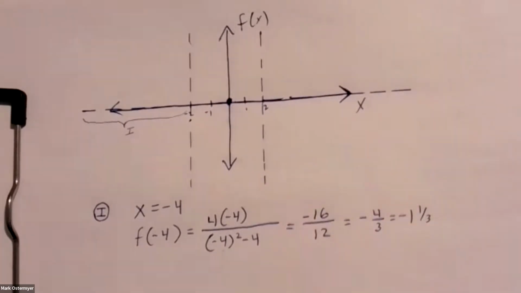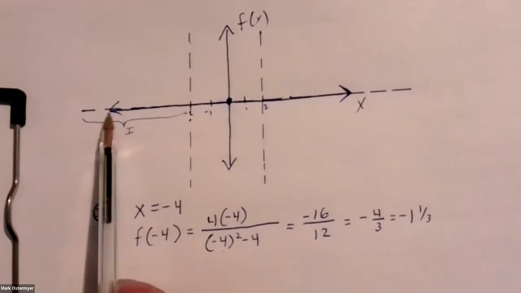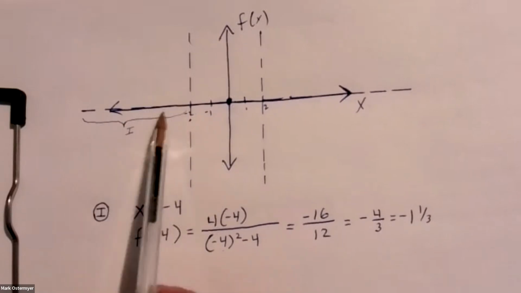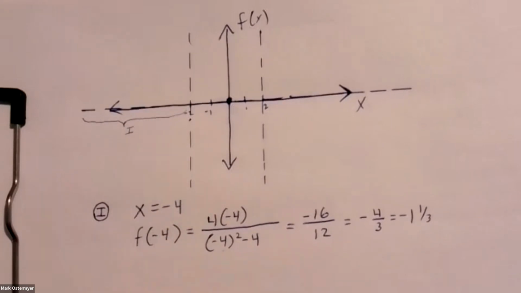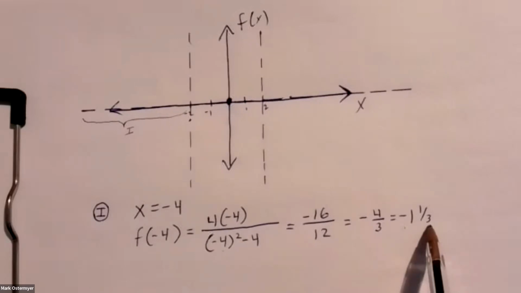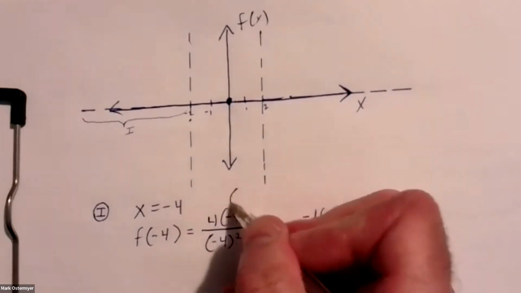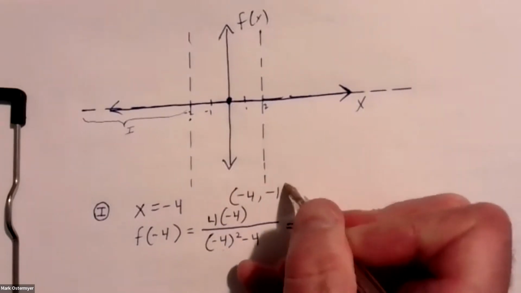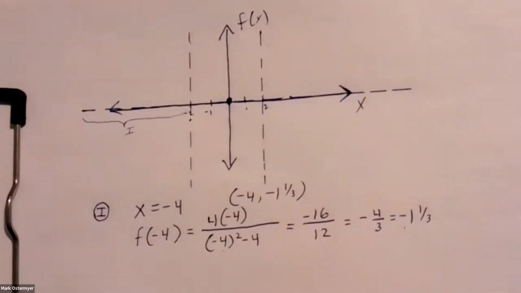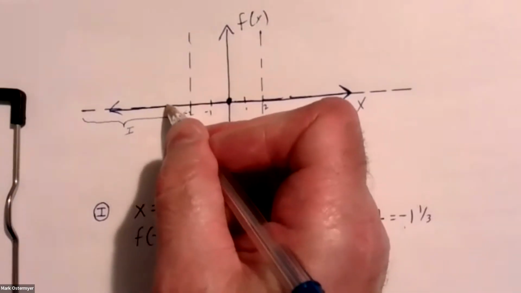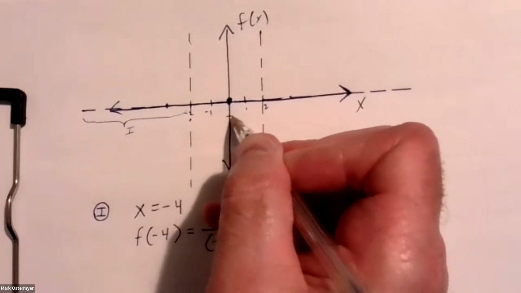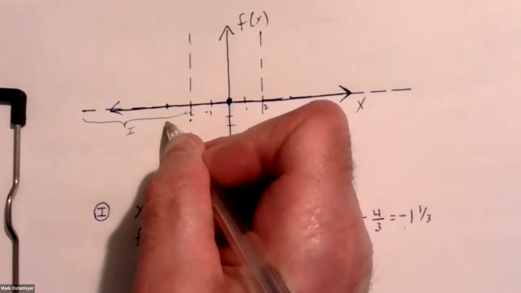So I have a question for you. Where is my graph in interval number 1 for values of x that are less than negative 2? Is it below or above the horizontal asymptote, the x-axis? Where will it be? Below. Yeah, it's negative. We got negative 1 1/3 when we plugged in negative 4. So this point, negative 4, negative 1 1/3 has to lie on the graph. So therefore, negative 4 is out here, and negative 1 1/3, maybe right down here.